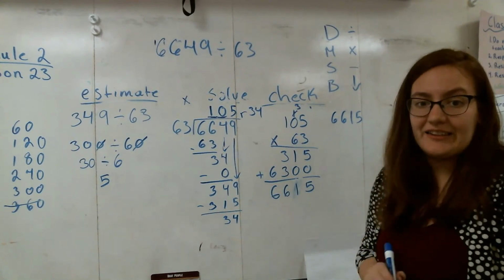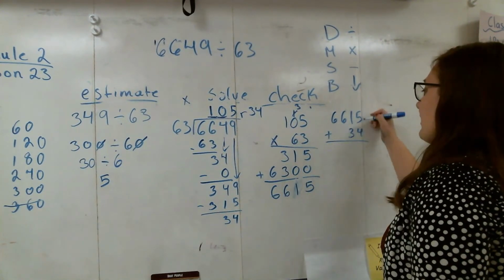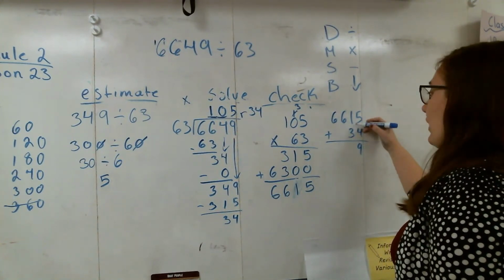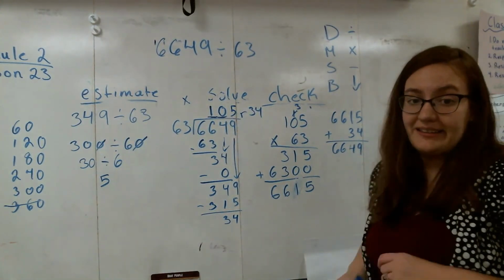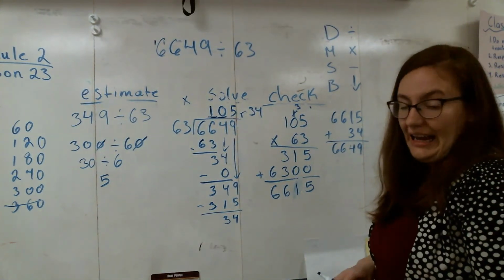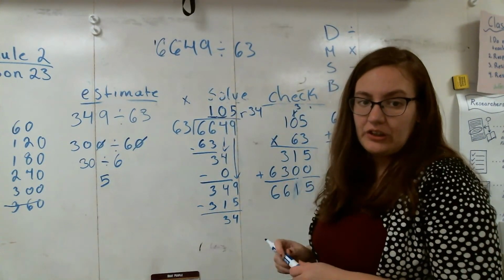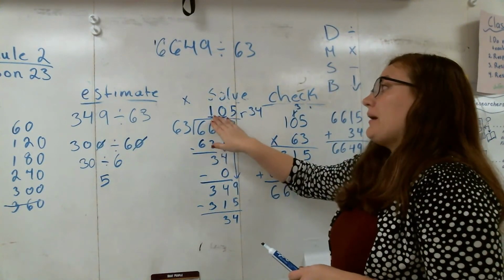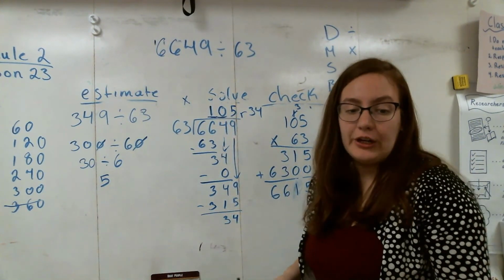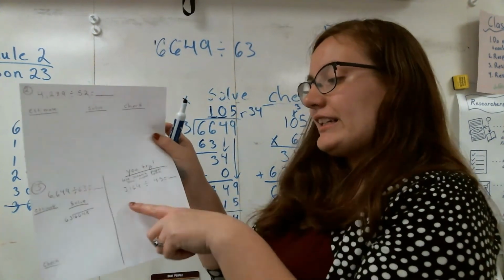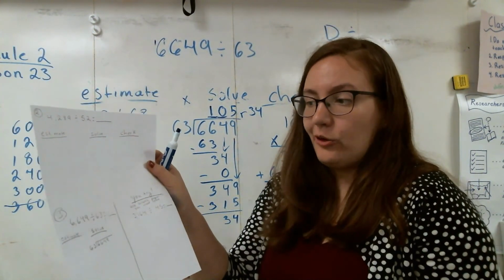So I do 6,615 plus 34. 5 plus 4 is 9. 1 plus 3 is 4, 6, and 6, which gives me 6,649. This number matches here and here, so I know that my answer is correct, and my final answer for this problem is 105, remainder 34. Now, for your U-try problem, you are going to be doing the problem 3,164 divided by 45.